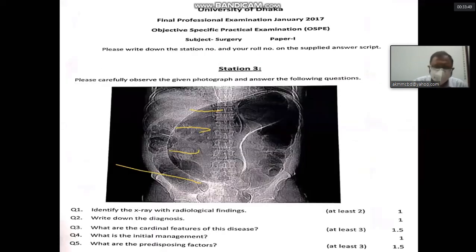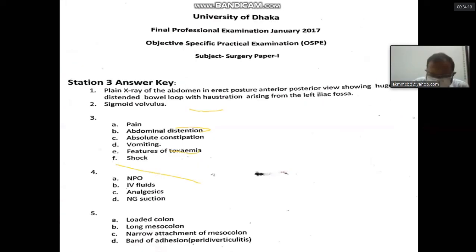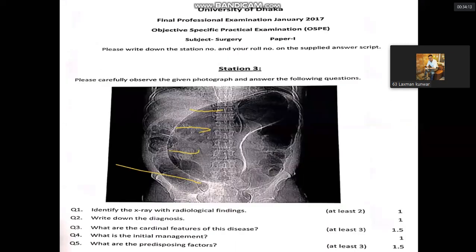Okay. What will be the initial management? This patient came to the hospital in the emergency and got admitted, came to the ward. So what will be the initial management for this patient? Nothing per oral, and IV channel with IV fluid. For pain, analgesic, broad spectrum antibiotic, okay. NG suction also. NPO, NG suction, IV fluid, then analgesic and antibiotic.